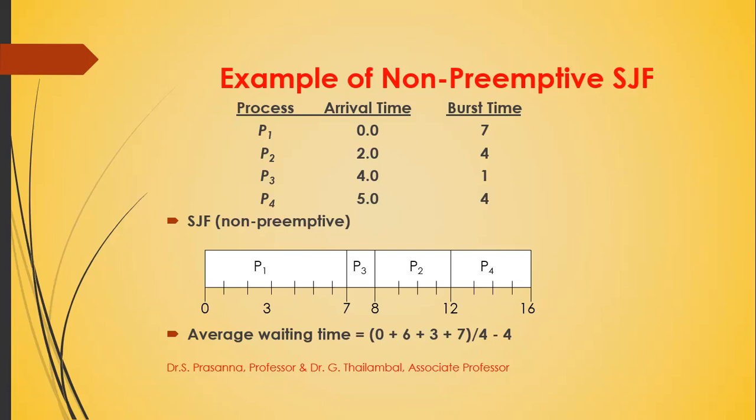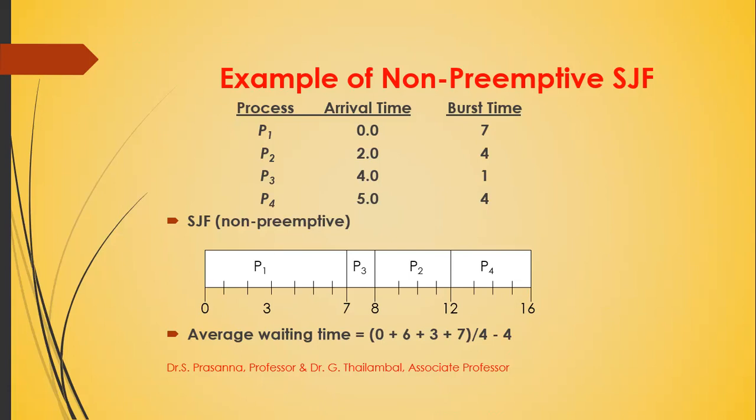So now P3 is completed, P1 is completed. And at the 5th millisecond, P4 arrives. Even though P4 arrives, when you compare the P2 value and the P4 value, it is going to be the same.